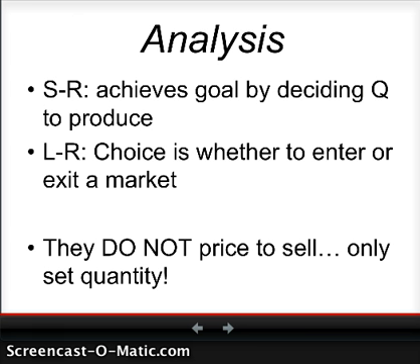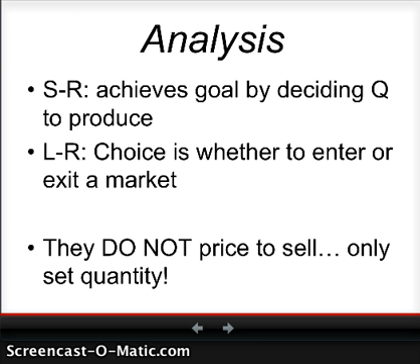In the long run, Bob has to decide to stay in business or to shut down. We will discuss later what will drive that long run choice. Keep in mind that Bob will price his corn to sell. He will price his corn according to the market. He does not set price. He's going to be a price taker.